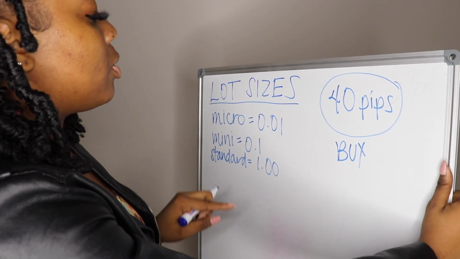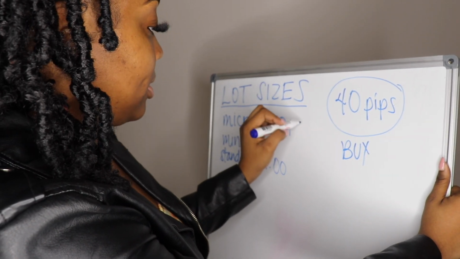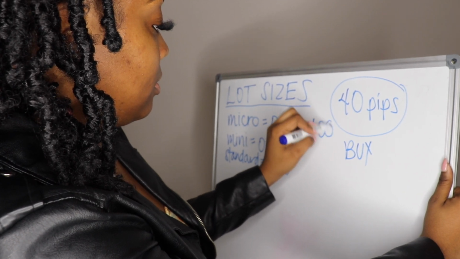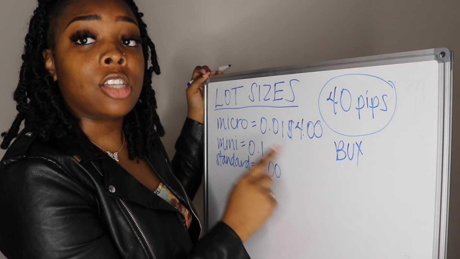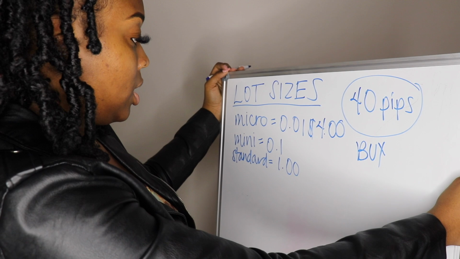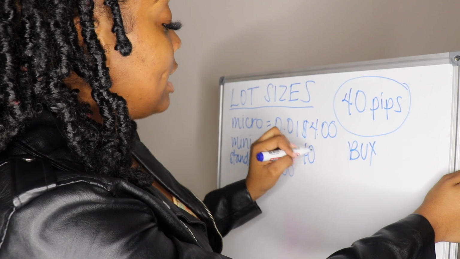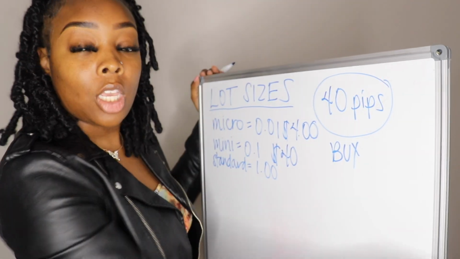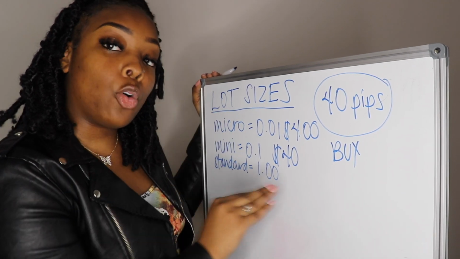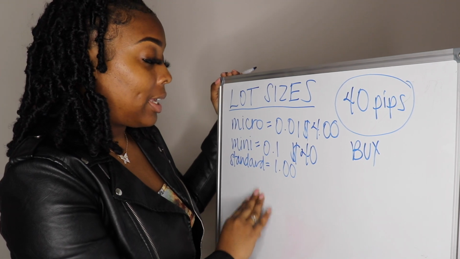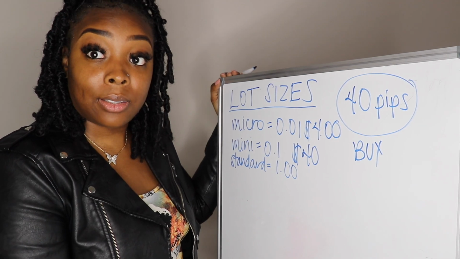Now on a micro, 40 pips is $4. 40 pips is $4 on the micro lot size. If you are looking at the mini, 40 pips for the mini is $40. $1 per pip is $40. Now standard, $10 per pip, for 40 pips, $400.